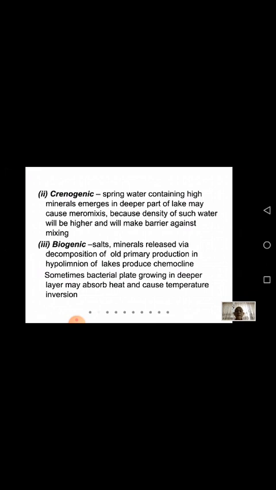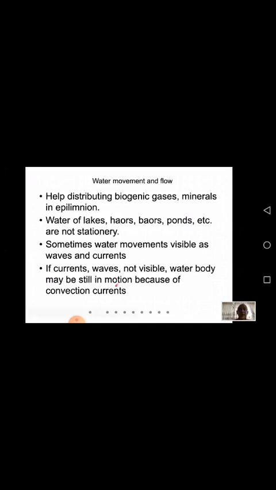So we have so far discussed a number of factors. Now we should come to another one that is called water movement. This is definitely a very important factor for plants which live in water. Why? Because water movement carries nutrients from one place to another, and it also creates a lot of facilities for nutrient absorption.